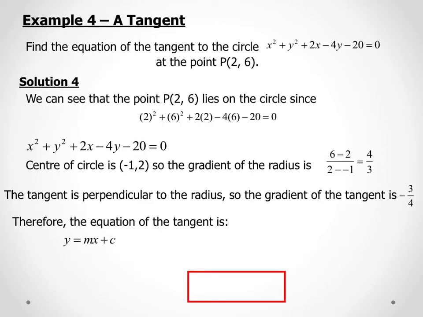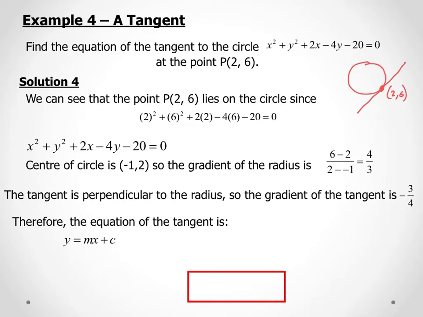So in this next example, find the equation of the tangent to the circle at the point (2, 6). So again, let's just try and see what's going on. This time we have a circle and we have a tangent, and this is the point (2, 6).